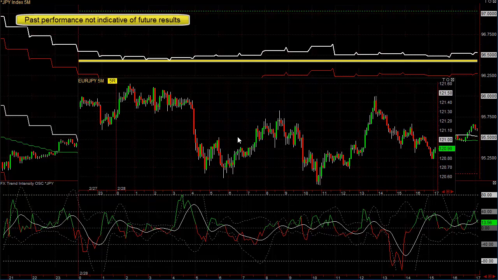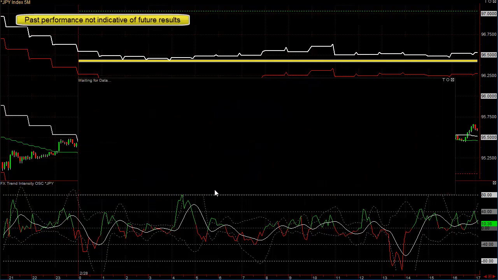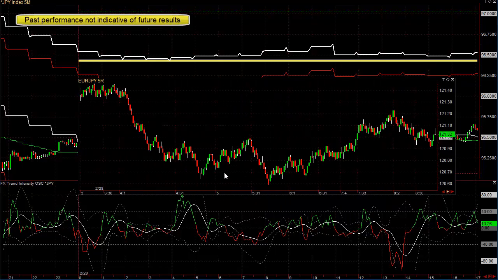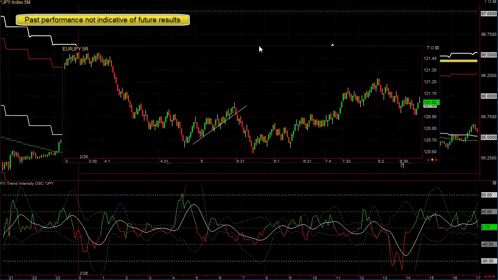In fact, I'm going to go to a 5R chart, 5 pips per bar, which is one of my preferred chart time frames, and you can clearly see a nice little pullback up right here. And guess what? It falls from around 120.90 all the way down to 60. A 30 pip move in 20 minutes when, by two of our indexes, the yen was very likely to reverse up and the euro was very likely to go down, and this is what you get when you combine them.